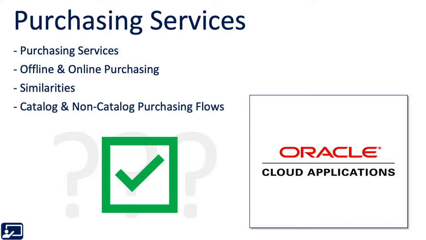Okay, let's recap. So you should now understand the following about purchasing services. Purchasing services, online, offline purchasing, the similarities of online and offline, the similarities of personal and of corporate or organizational requesting. You should also understand catalog and non-catalog purchasing flows. Still don't understand? Watch it again, it's free. But if you get it, congratulations. Now it's time to move on to the next lesson.